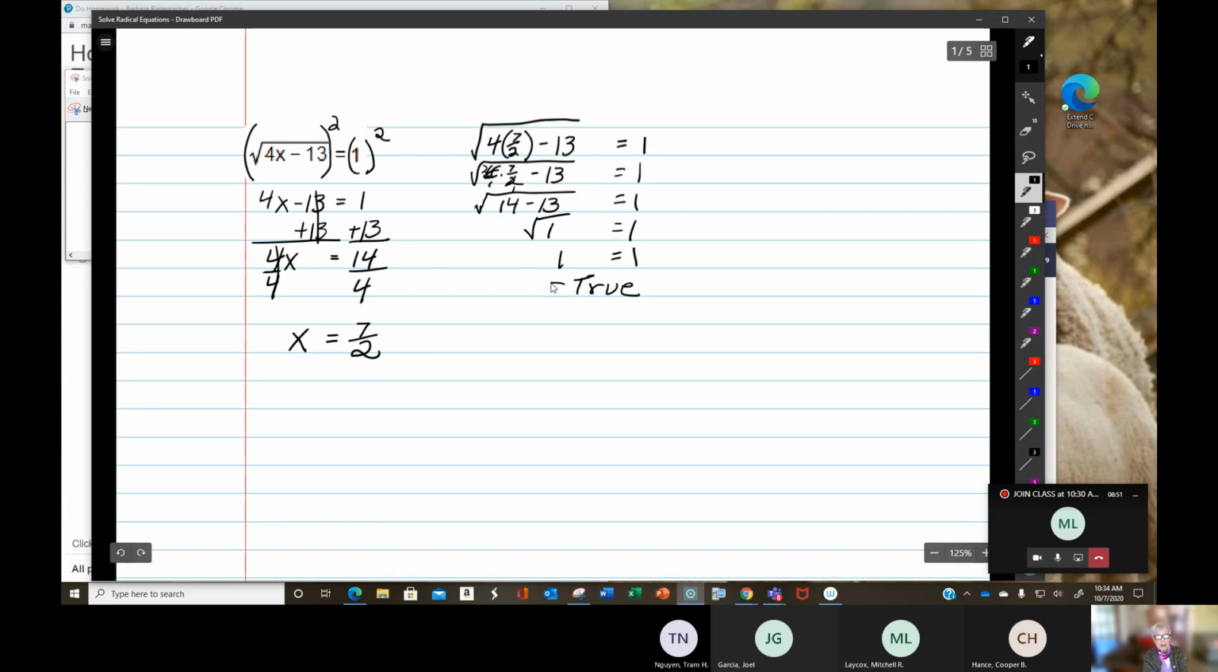And therefore, x really does equal 7/2 for this equation. Okay, but we are going to encounter some solutions that do not check, which is why you have to check.